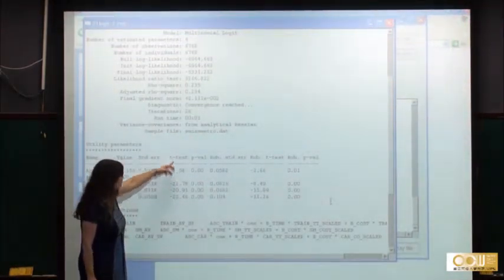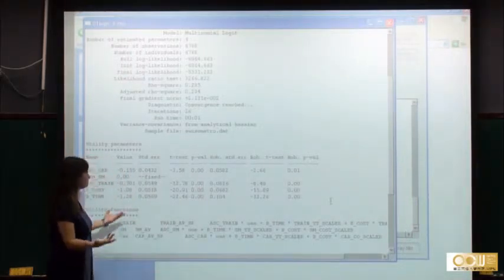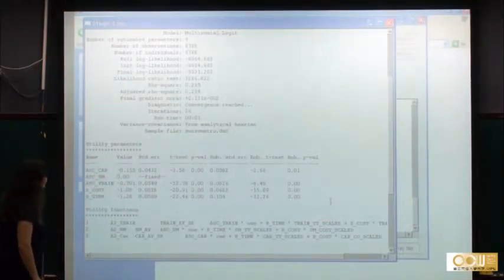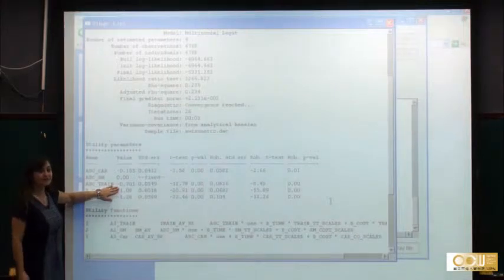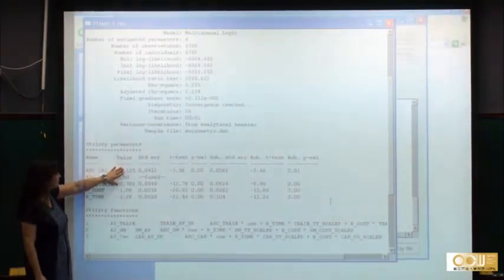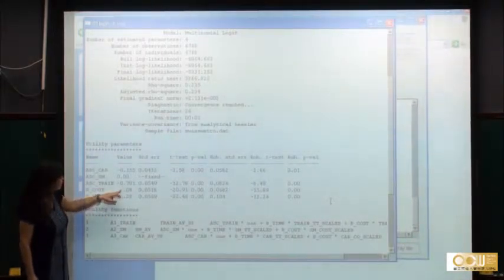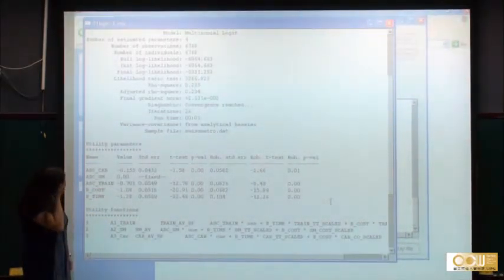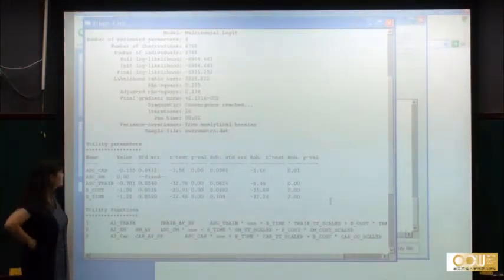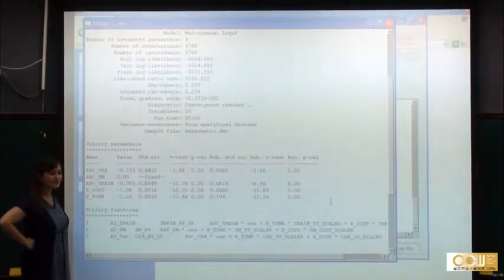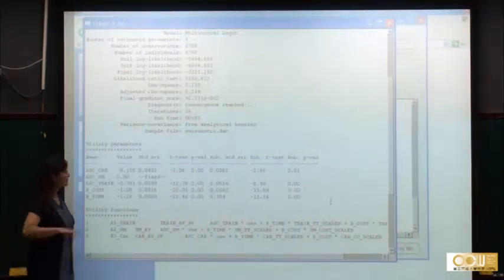Everything is very significant. Not much to say. You see, these are negative, significant. These are also negative and significant. Value: this is 1 over 1 multiplied by 16. So yes, a value of time of over 60 Swiss francs per hour. But anyway, that's good.